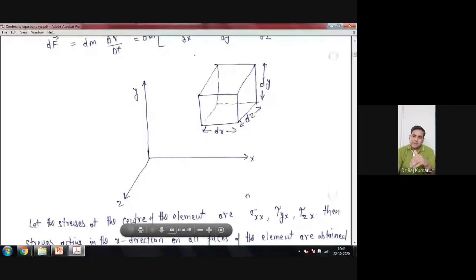For the rest of the surfaces, the direction is this, but the plane is y. So you will get shear only. All other surfaces would have shear forces, and only this x plane would have the normal forces. That's why the x-side one is converted to sigma only.